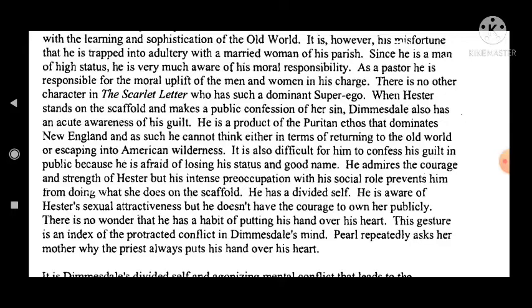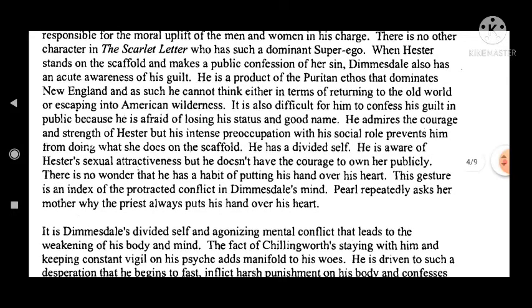When Hester stands on the scaffold and makes a public confession of her sin, Dimmesdale also has an acute awareness of his guilt. He is a product of the Puritan ethos that dominates New England, and as such he cannot think either in terms of returning to the old world or escaping into the American wilderness. It is also difficult for him to confess his guilt in public because he is afraid of losing his status and good name. He admires the courage and strength of Hester, but his intense preoccupation with the social role prevents him from doing what she does on the scaffold.